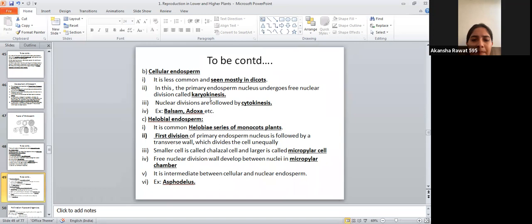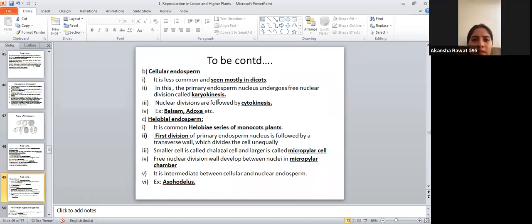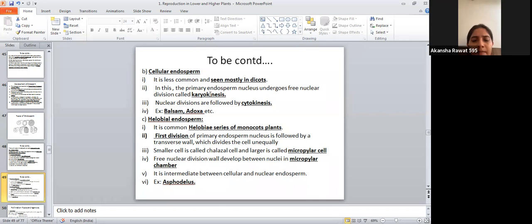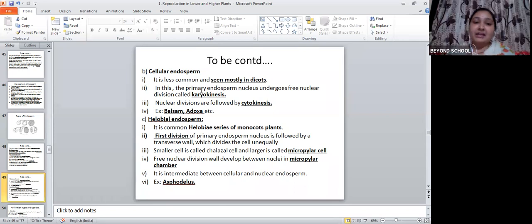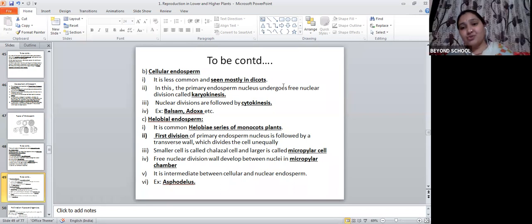Now, what happens in this: the primary endosperm nucleus undergoes free nuclear division. So definitely karyokinesis activity has been carried out. But the nucleus said, I will not go alone for division, I will take all these cells with me for the division. That is why nuclear division is also followed by cytokinesis.